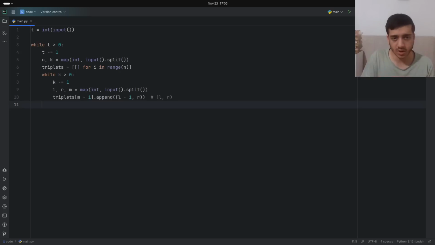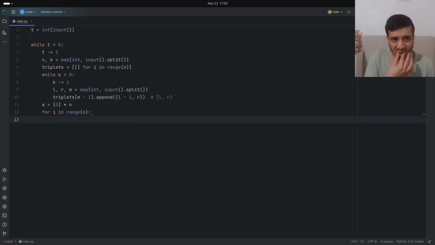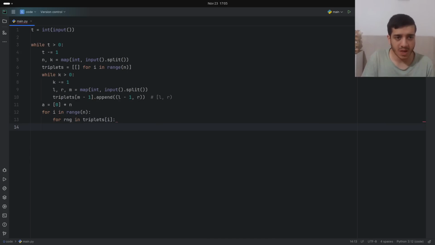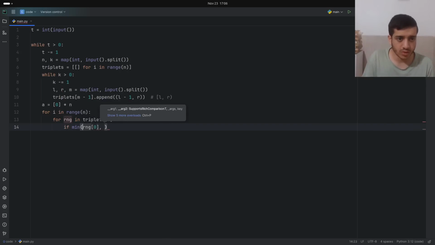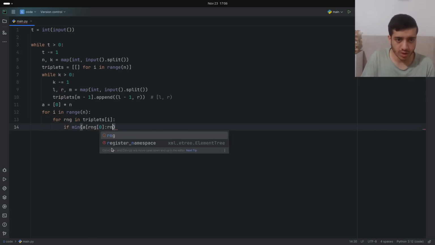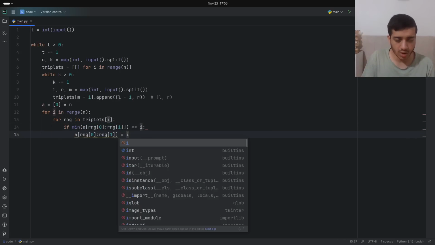L, R, close, open, and finally start with 0 times n, and then for i in range n, for range in triplets, if minimum of RNG0, A from RNG0 to RNG1 is equal to i, set the whole range to i.